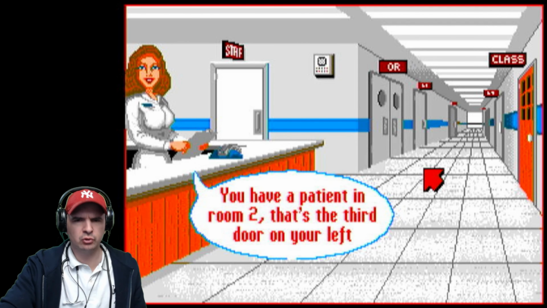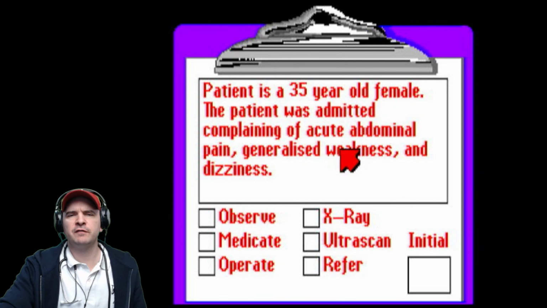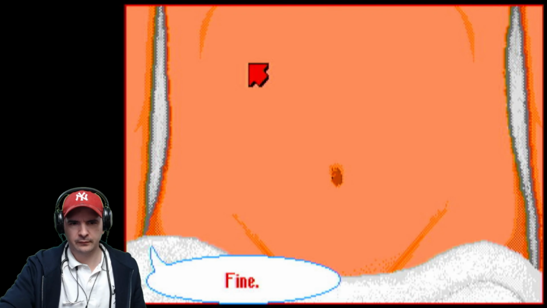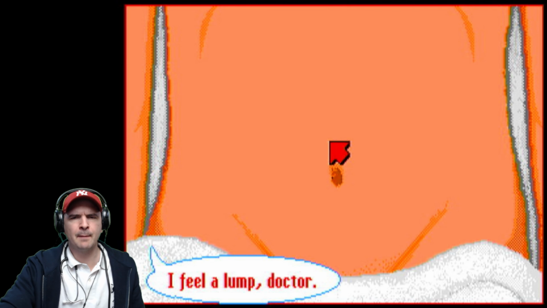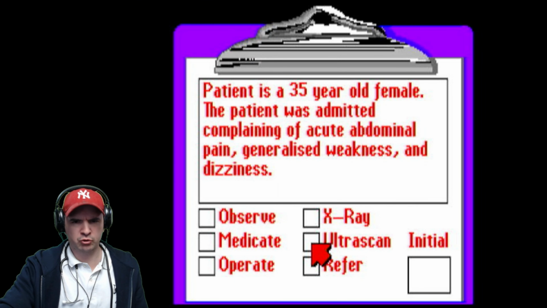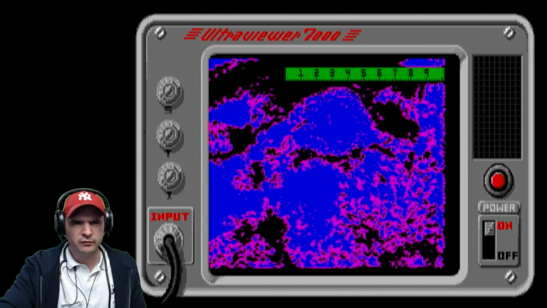Patient in the third door on your left. Patient, 35-year-old female. Patient was admitted complaining of acute abdominal pain, generalized weakness and dizziness. Fine, okay. No problems there. Ow. Right, I feel a lump, doctor. Okay, so we are going to give you an ultra scan on this one. The Ultra Viewer 7000.